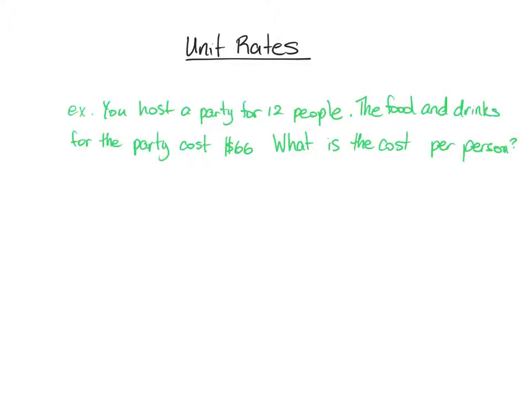Okay, so in this example, we know that it's going to cost $66 for 12 people. But we want to know what's the cost for one person. So if we put this down as a ratio, as a rate, we'll get that $66 is the cost for 12 people. Again, this is a rate because we have in the numerator dollars, in the denominator people. All right, but we want the cost for one person. So the question is, how much will it cost for one person?